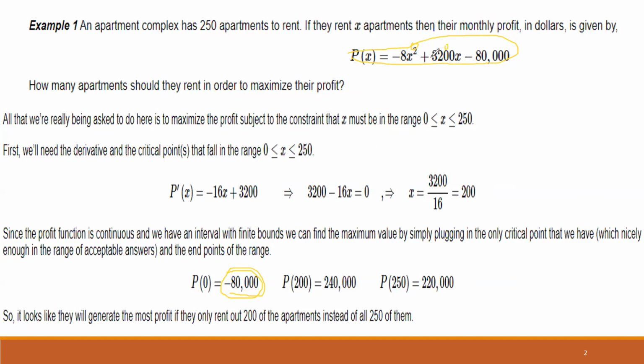If we rent out 200 apartments, and you plug in 200 for x here, you end up making a profit of 240,000. If we rent out all 250 apartments, we end up making 220,000. So you see, in order for us to get the maximum profit, which is 240,000, we rent out 200 apartments instead of 250.